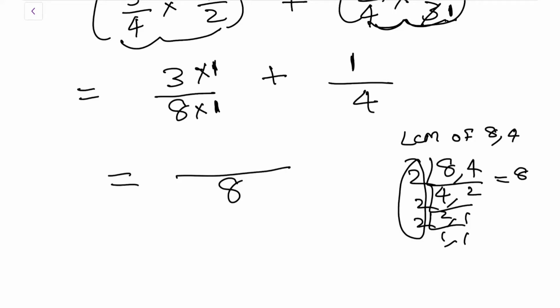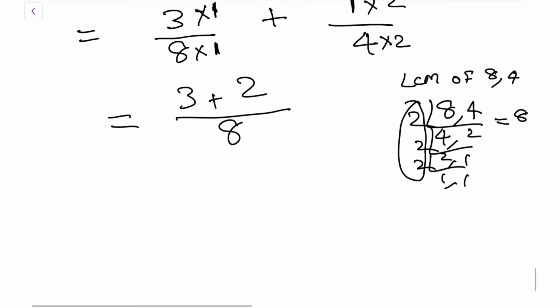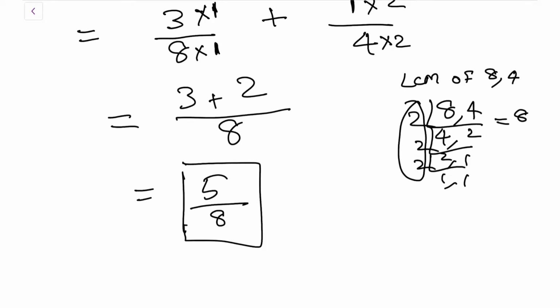So the numerator also gets multiplied by 1. 3 into 1 is 3. 4 into 2 is 8. And so 1 into 2 is 2. 3 plus 2 divided by 8, which is 5 by 8. That's it. This is your simplest form and this is your answer. This is how you can do simplification as well. If there is a combination of multiplication, addition, multiplication, subtraction, this process remains the same.